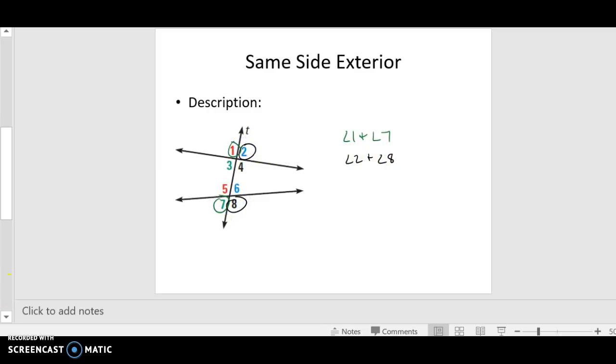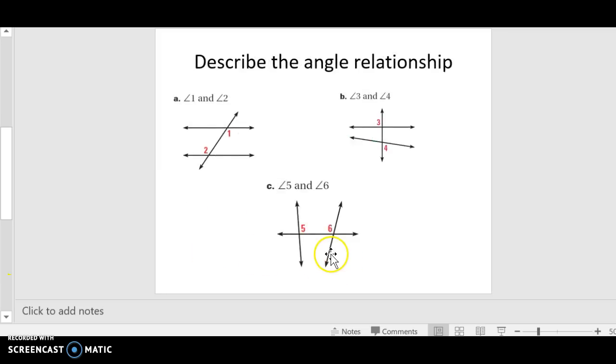So let's take a look at these. When you look at angle 1 and angle 2 in this example, if I highlight the transversal, that's the transversal. Are 1 and 2 on the same or opposite side of the transversal? They're on opposite sides, and they're both inside the two lines. Therefore, these are alternate interior angles.